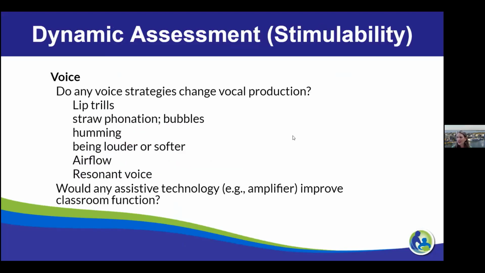And then dynamic assessment or stimulability. In voice evaluation, we do so much assessment of potential for change, because it really does help us determine potential for improvement with therapy. Voice therapy is beyond the scope of this presentation, but if you have done any training in voice therapy, you know some of the strategies we use. Semi-occluded vocal tract exercises, lip trills, straw phonation, bubbles, humming, cues to be louder or softer. Do they know how to increase or decrease loudness of their voice? Cues to take a breath, use airflow. And resonant voice therapy is another very commonly used therapy approach. Or in some cases, would any assistive technology like an amplifier improve classroom function? So with all of these, we as skilled providers can gather a lot of information on what is helpful.